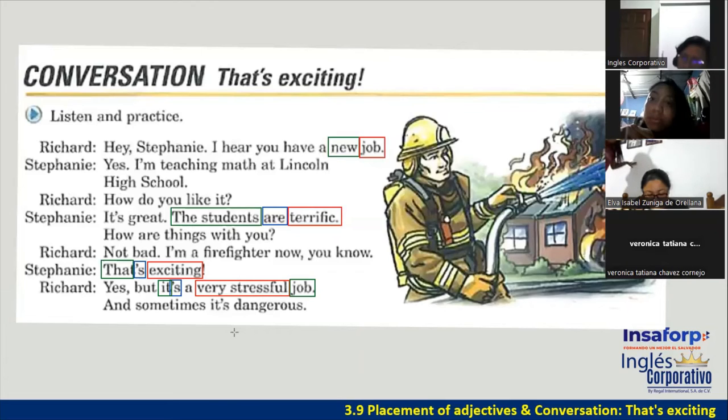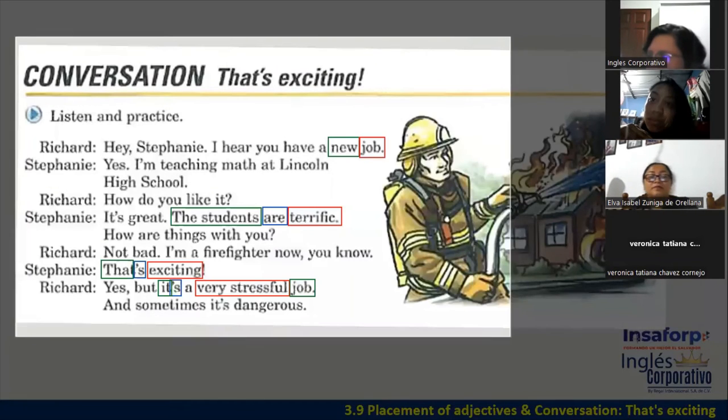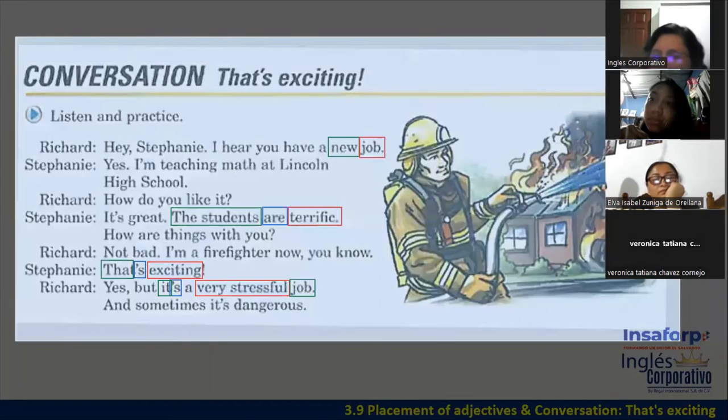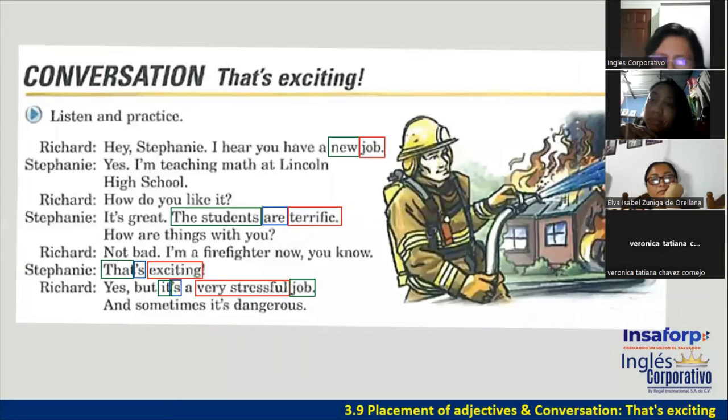So as you can see, we have different elements. Hay diferentes elementos que tenemos que considerar para este tema. Primero, chicos, pregunta, what is an adjective? ¿Qué es un adjetivo, chicos? What is an adjective? ¿Qué es un adjetivo?